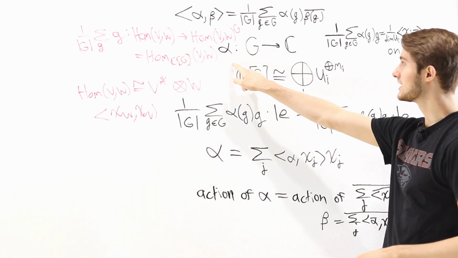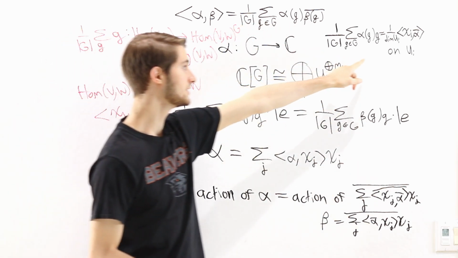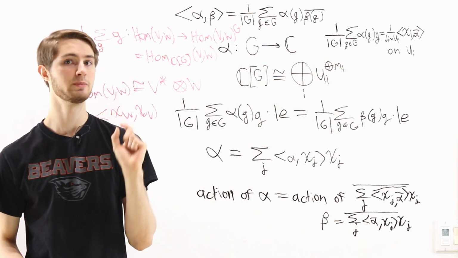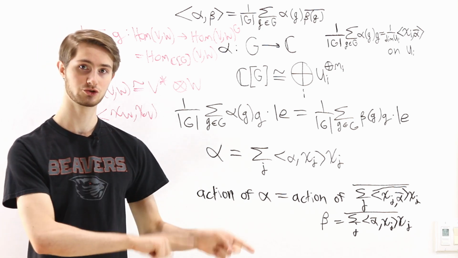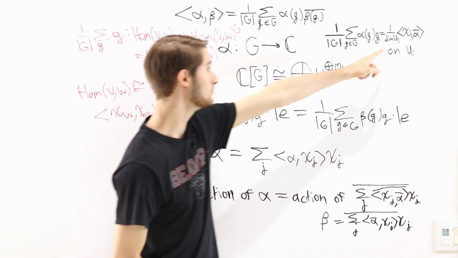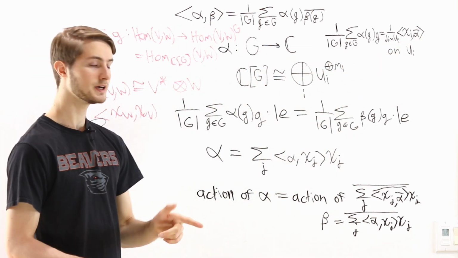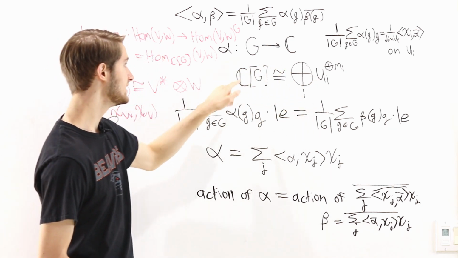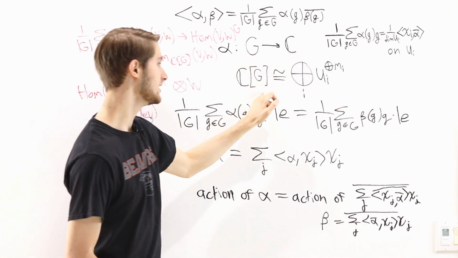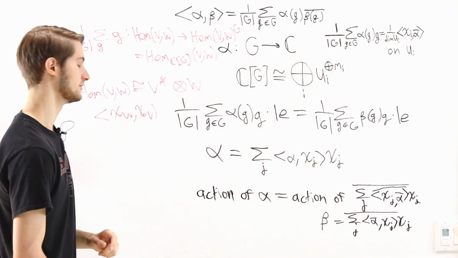Next, we showed that every class function on G defines a CG module endomorphism on the irreducible representations. By Schur's lemma, that map has to be scalar, which means we can find it using its trace. And the trace is determined by this inner product of chi I with alpha bar. Because the regular representation is a direct sum of irreducibles, we know that the action of alpha on the regular representation is also determined by the inner products of chi I with alpha bar.